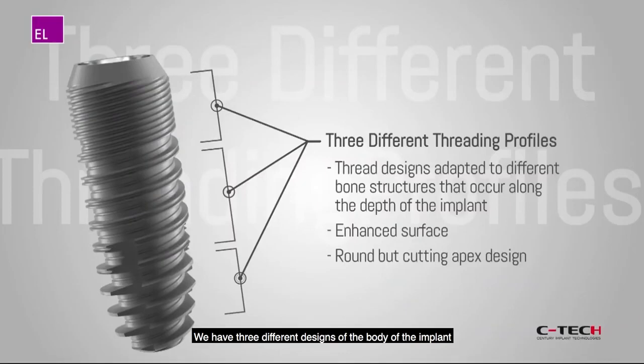We have 3 different designs along the body of the implant, based on studies coming from orthopedics that show that screws, hip screws for example, are much more stable if they follow by their design the different densities of the bone. This is an application in our field.